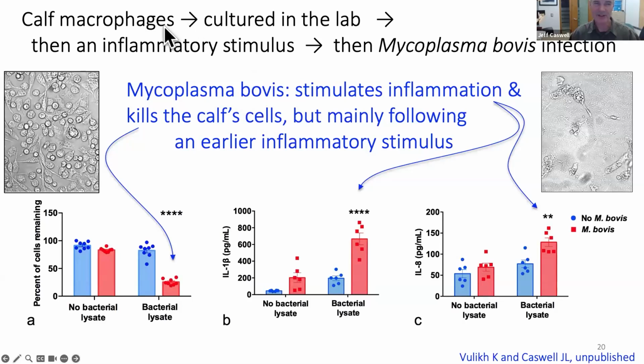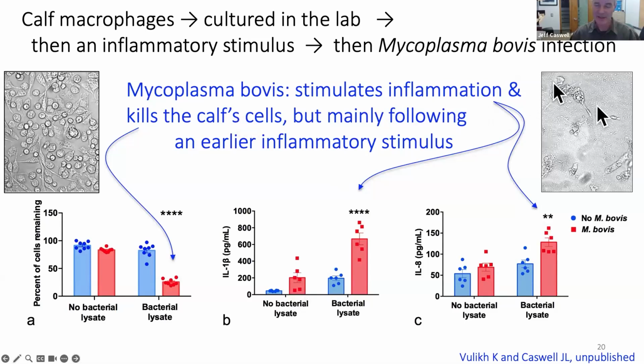We took these macrophages, these calf cells, we cultured them, we applied an inflammatory stimulus, and then after that, we infected those cells with Mycoplasma bovis. And we found that Mycoplasma bovis by itself stimulates a little bit of an inflammatory response in those calf cells, but that inflammatory response is much, much greater if those cells are first stimulated with the ground bacteria as an inflammatory stimulus, compared to if they don't have that initial stimulation.